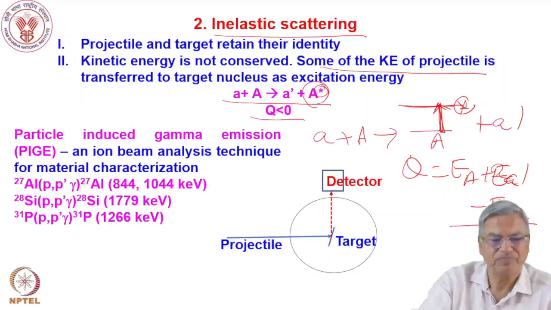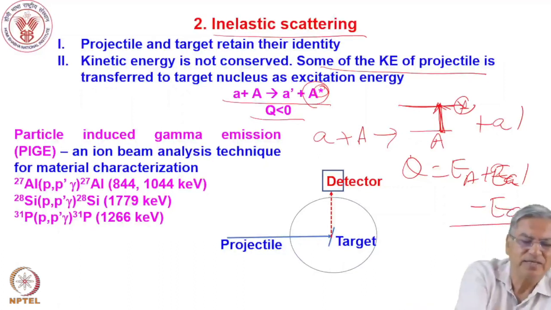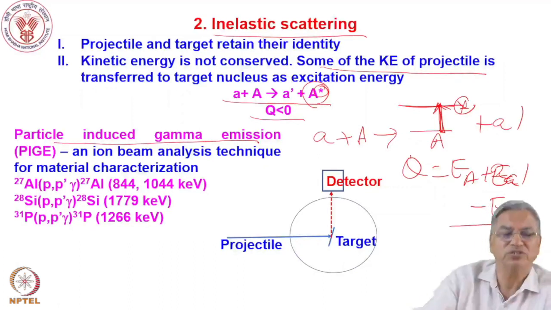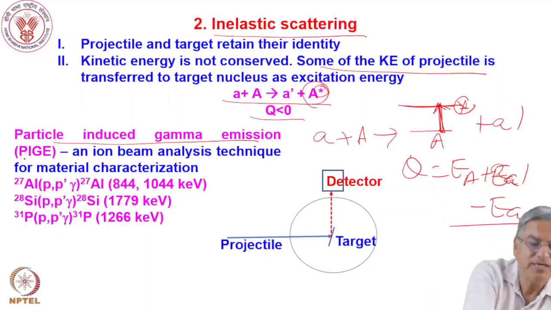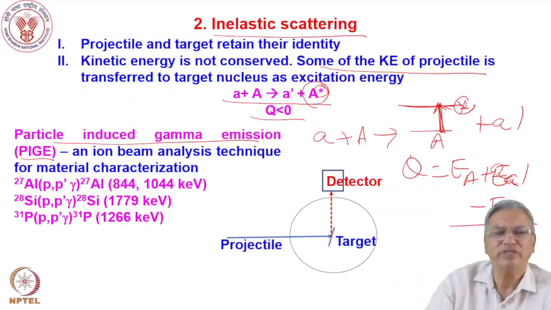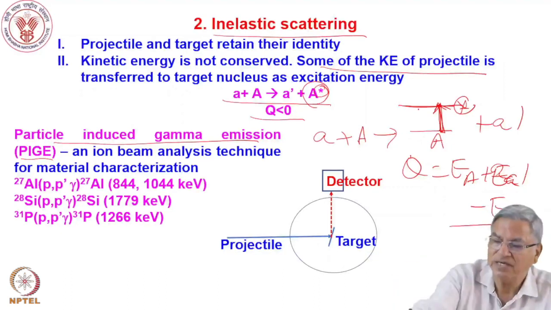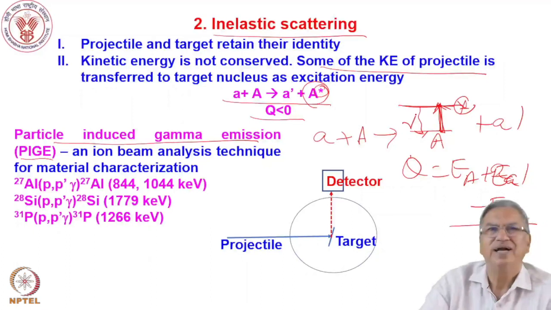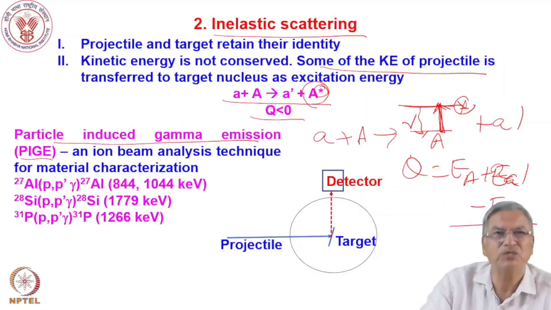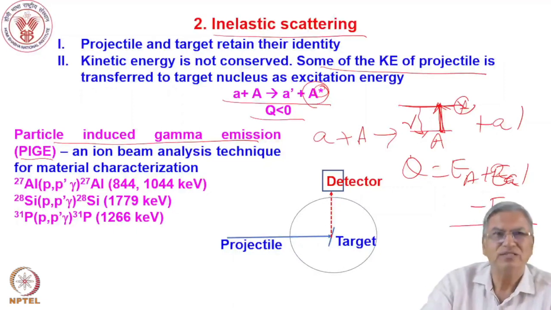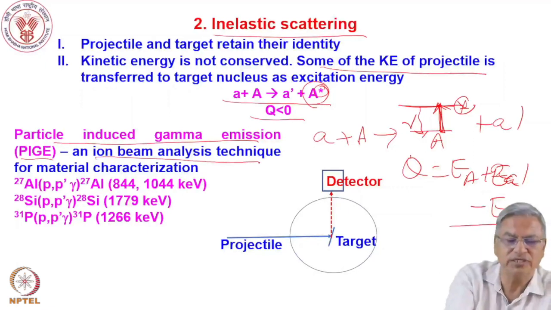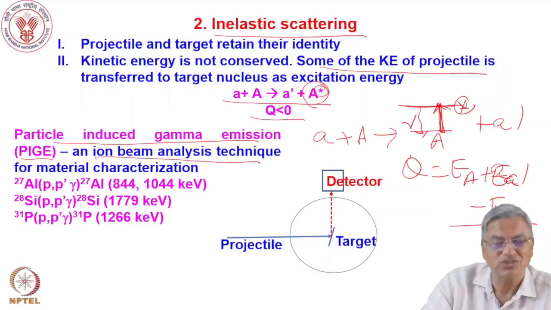In fact, there are applications of inelastic scattering in the form of some ion beam reactions. This is called particle induced gamma emission, PIGE. You can have excitation of a target nucleus, and then this excited nucleus can emit a gamma ray, and that gamma ray carries the signature of that nucleus. If you count the gamma rays, these are prompt gamma rays emitted instantaneously. So this is an ion beam analysis technique for material characterization.